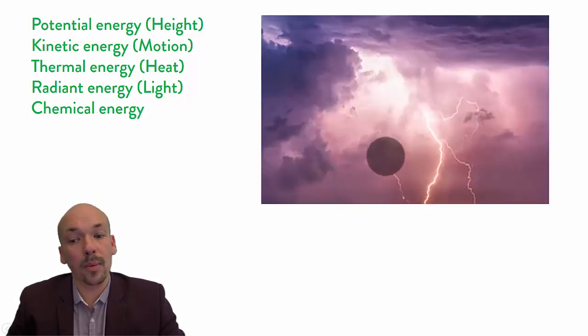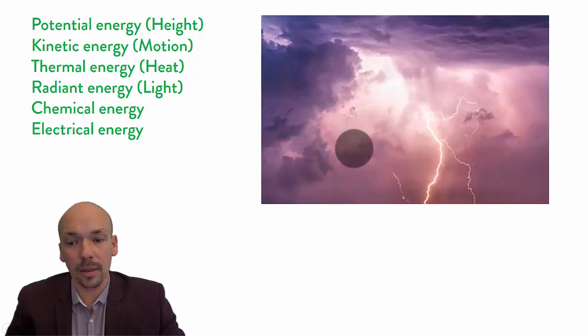Here you can see some which we already saw. You can see the flash, so there is radiant energy. There's also thermal energy because it's pretty hot in here. And of course, there's also electrical energy. So that's also a type of energy.